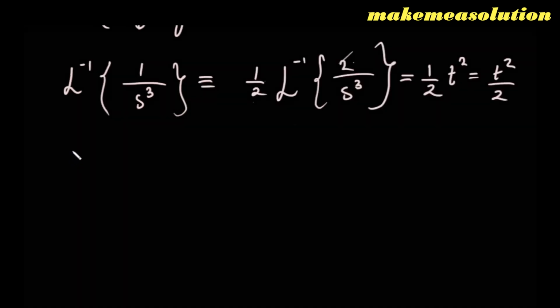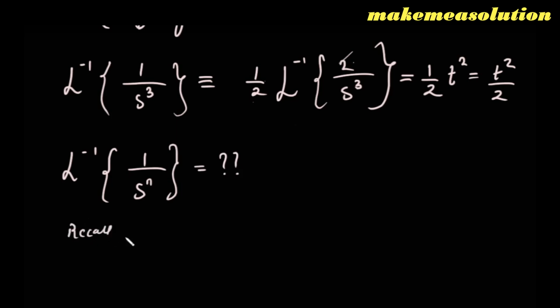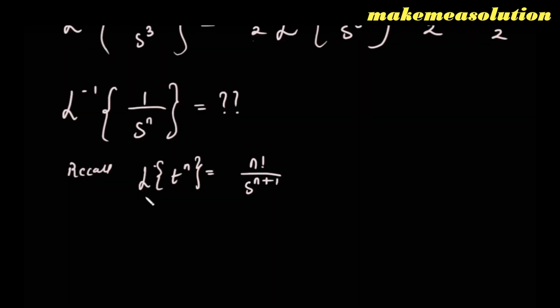Okay, let's generalize what we have learned about inverses of this form. The Laplace inverse of 1 over s raised to the power of n. What's it going to be? You have to be very smart in calculating problems like this. You have to recall that the Laplace transform of t raised to the power of n is n factorial over s raised to the power of n plus 1. I'm going to do some manipulations and I want you to flow with me.